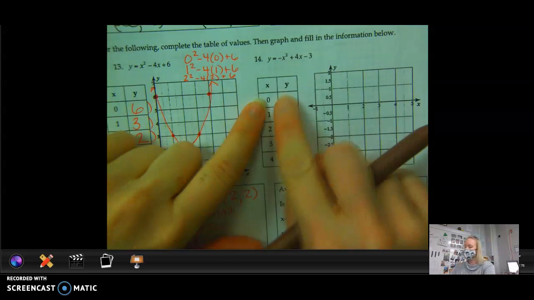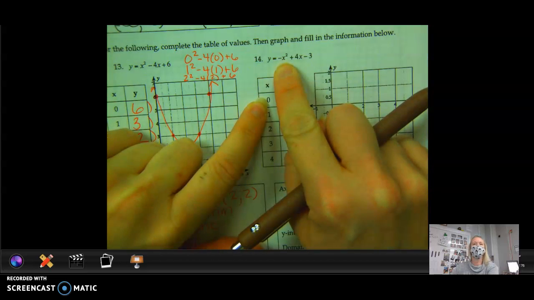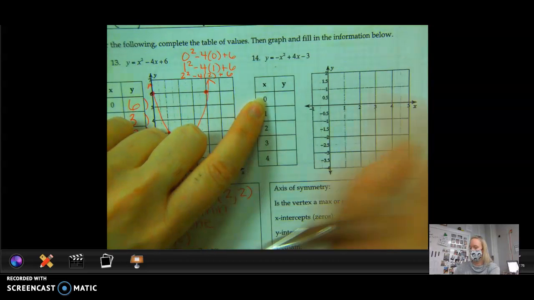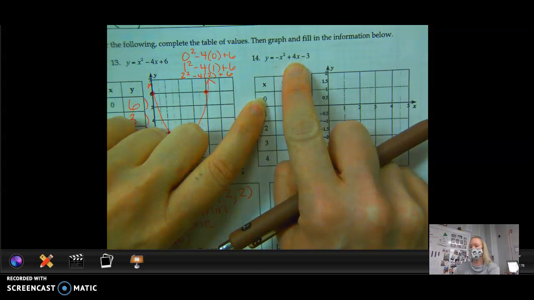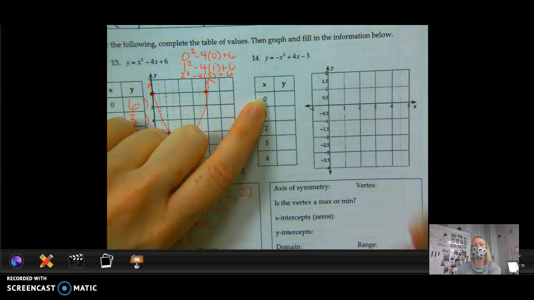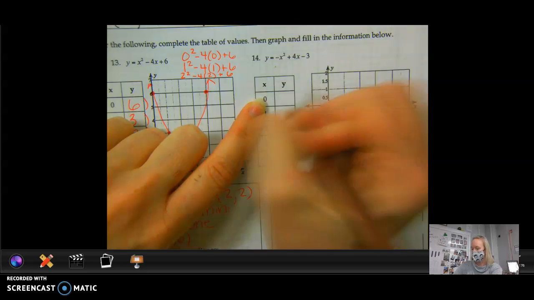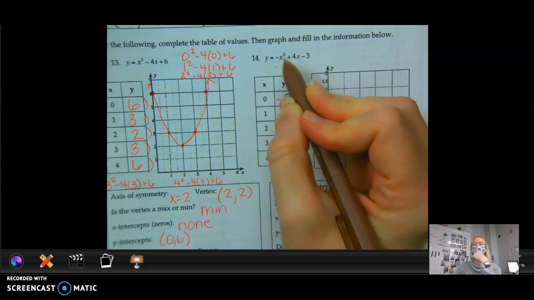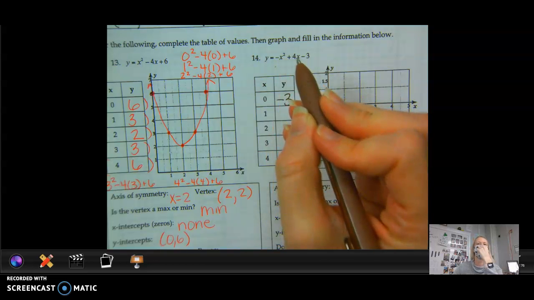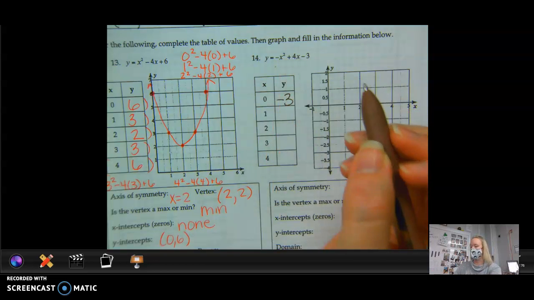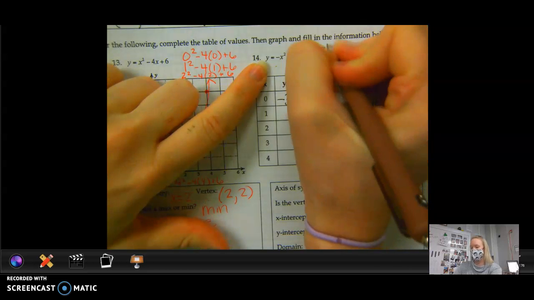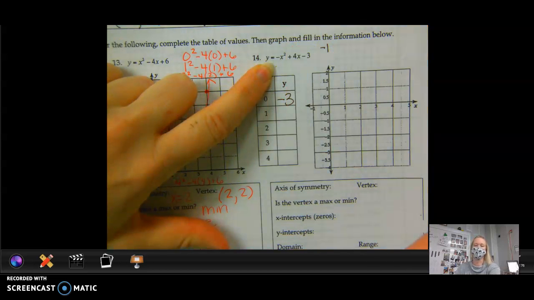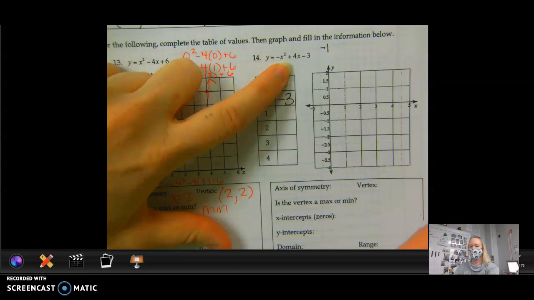Plug in our numbers. 0 squared is just 0. 4 times 0 is just 0, right? So what's 0 plus 0 minus 3? Negative 3. Plug in 1. What's 1 squared? Now you got to be careful on this. You then need to throw the negative in front of it. What's 1 times 4?